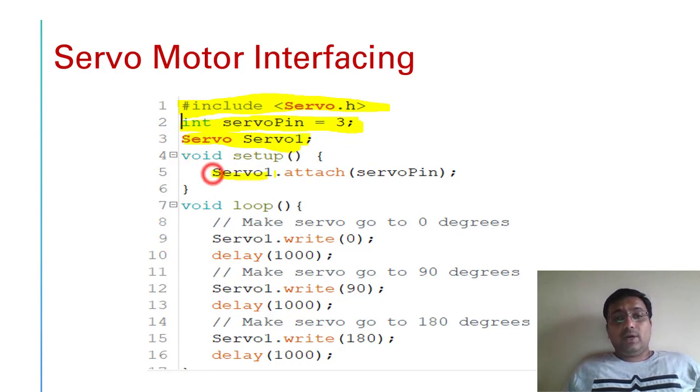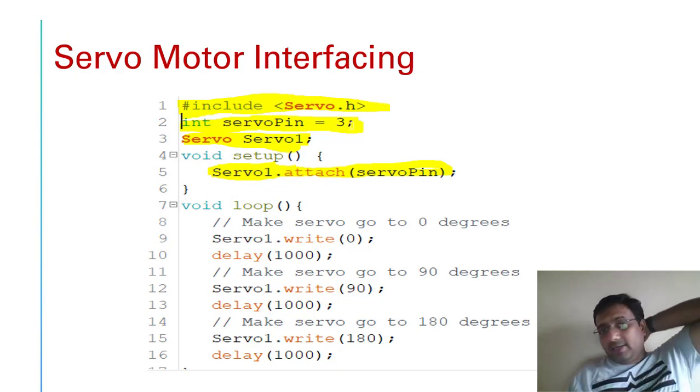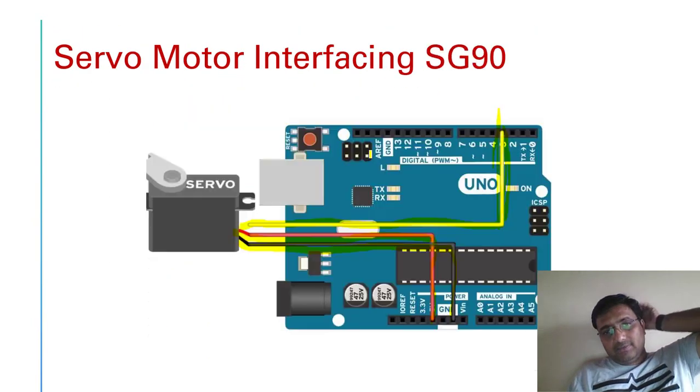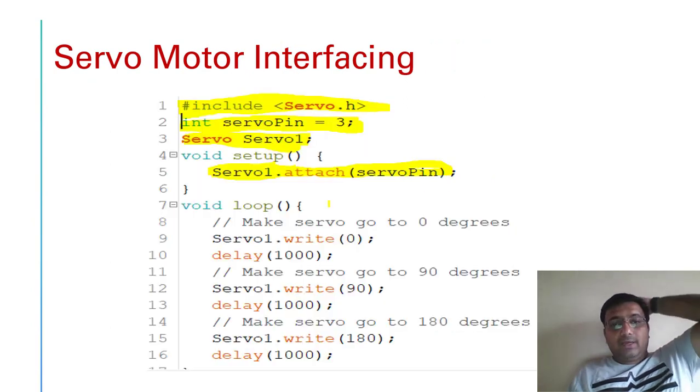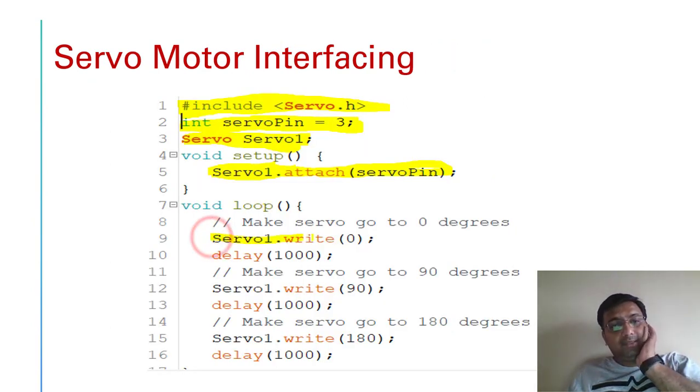In void setup, servo1.attach(servoPin). So we need to attach that object to the pin. It will take an argument of 3, because we have connected it to pin number 3. Then in void loop, servo1.write(0). This makes a 0 degree angle. Then delay for 1 second. So this waits for 1 second.